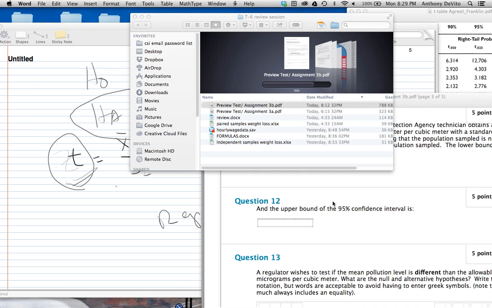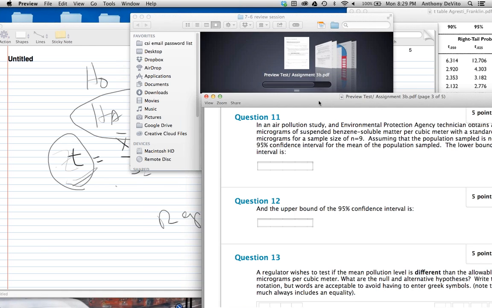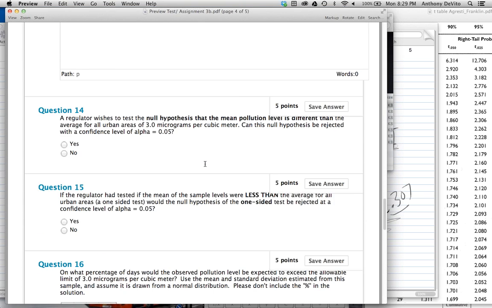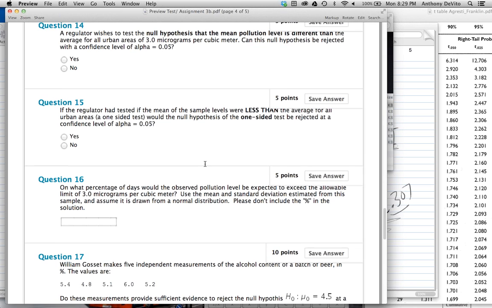Open. Oh, it's a PDF file. That's why I can't find it. Here it is right here. Okay. We got through that. Got through that.